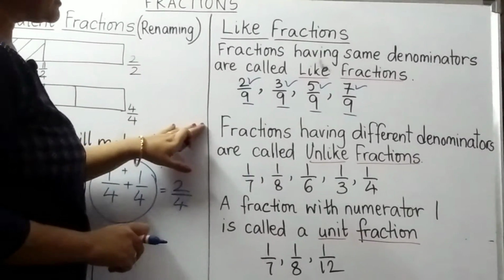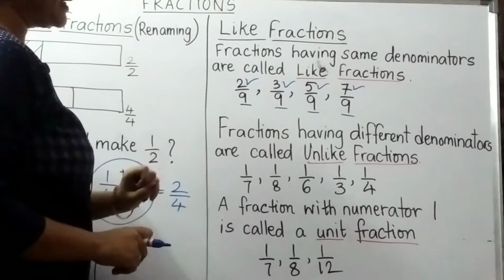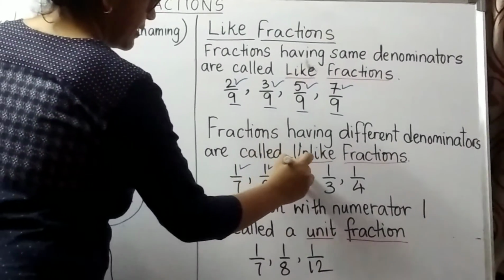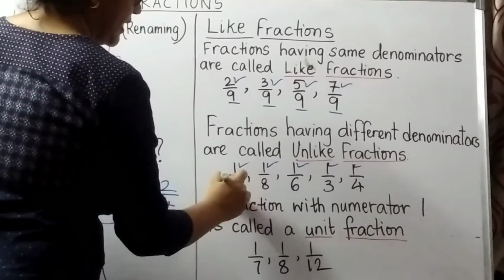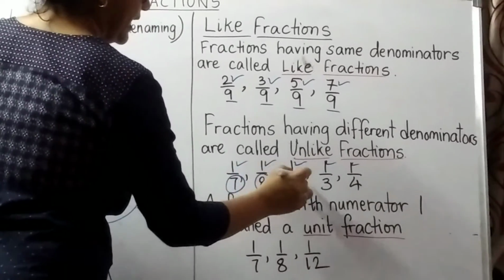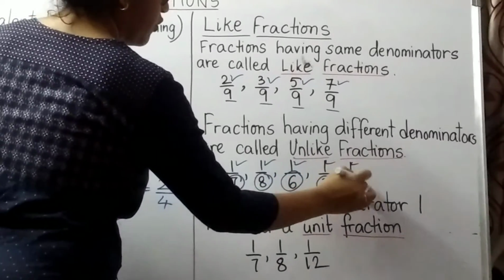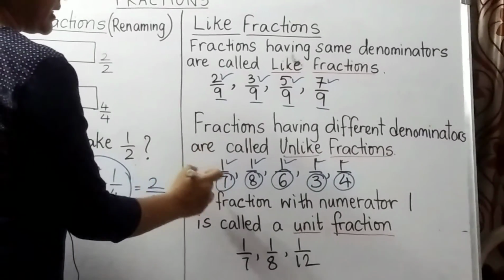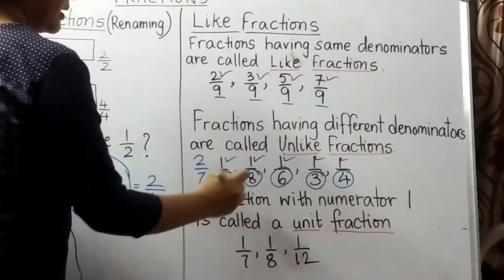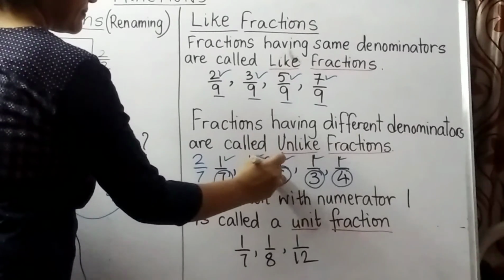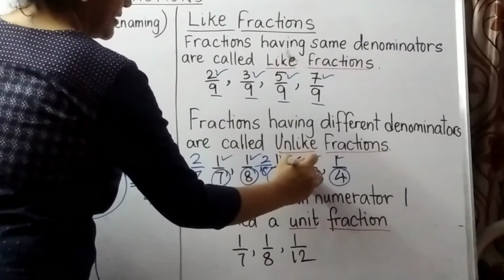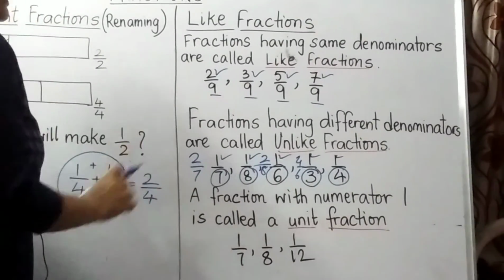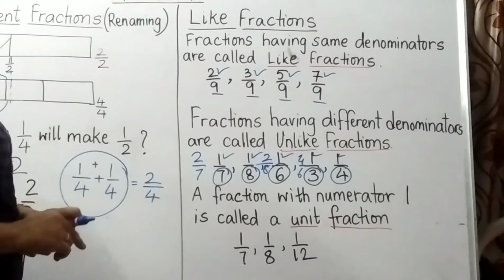And unlike fractions, fractions having different denominators are called unlike fractions. The numerators are same, but the denominators are changing. 7, 8, 6, 3, 4. It doesn't mean that they will have the same numerator. Suppose it is 2 by 7, then it can be 2 by 8, or it can be 4 by 6, but the denominators are changing. So these types of fractions are called unlike fractions.